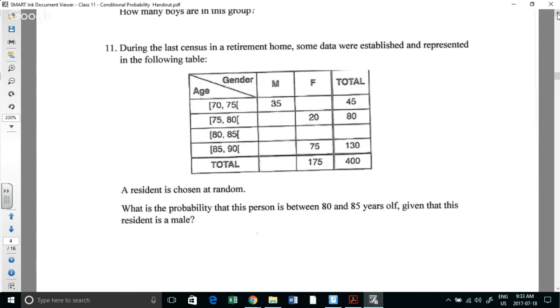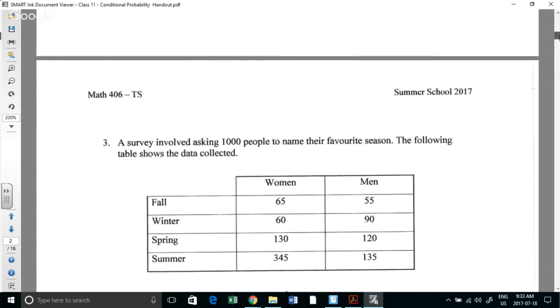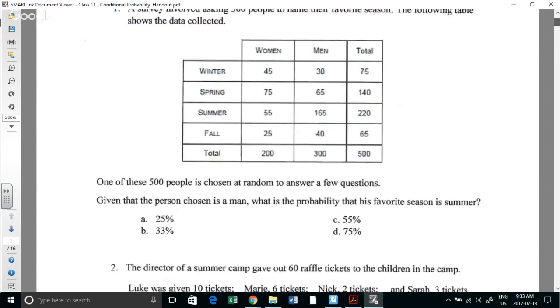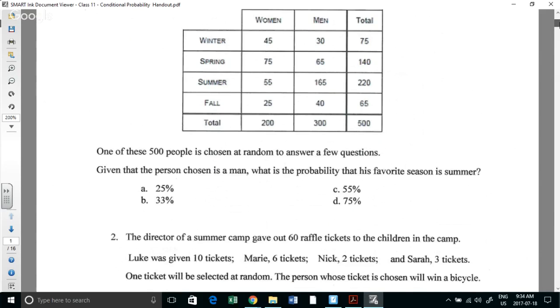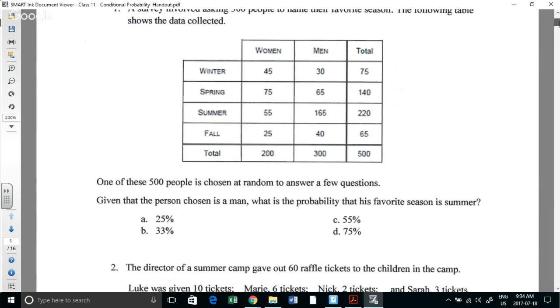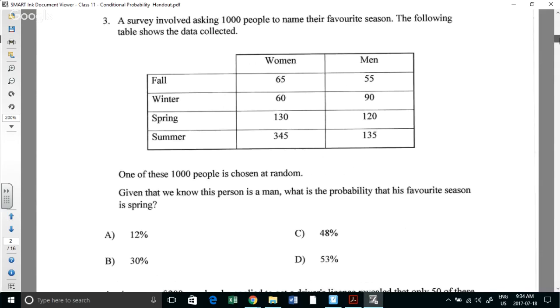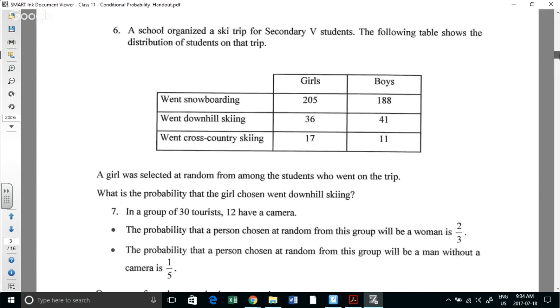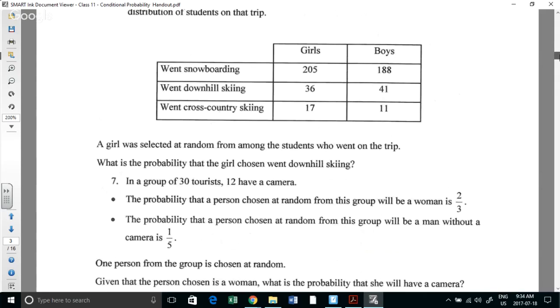During the last census at a retirement home, some data were established and represented in the following table. A resident is chosen at random. What is the probability that this person is between 80 and 85 years old, given that this resident is a male? So your first step, if you see in some of the previous problems, the entry table is filled out for you. So this is an example of a type of Part A question. So you're really happy because you don't even have to fill out the table. But chances are you're going to have to fill out a table.